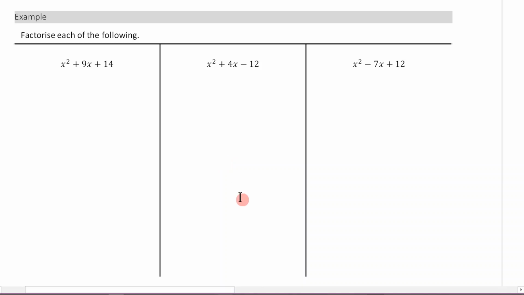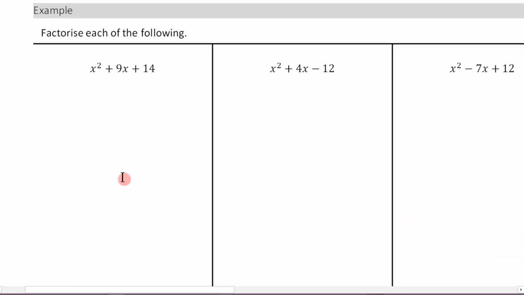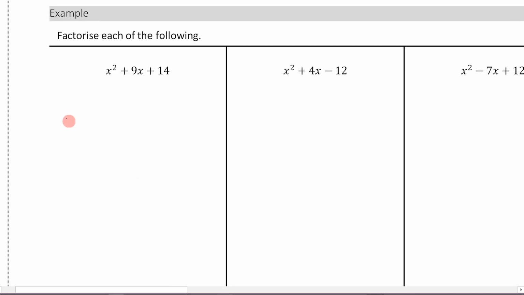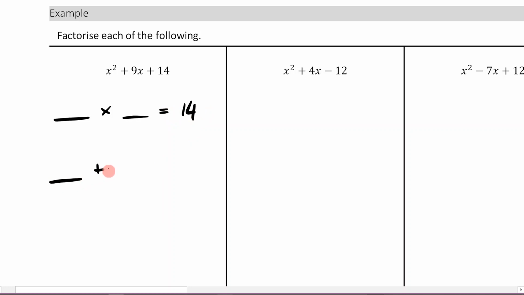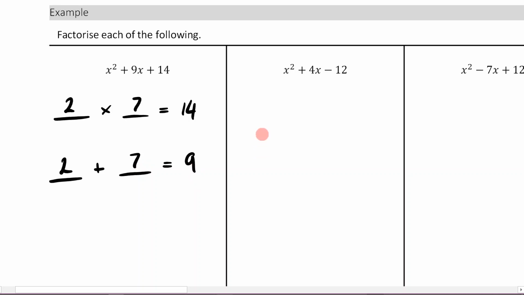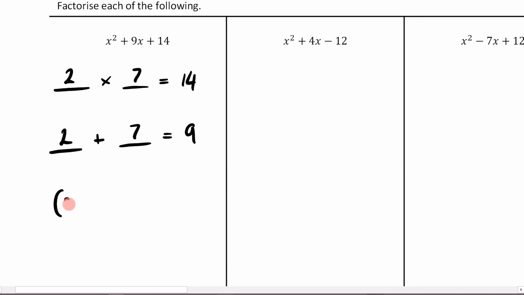Okay, hopefully you have answers to these questions. Let's now go through them together. So the first one here. I need to think of two numbers that multiply together to give me 14 and add together to give me 9. Thinking for a moment, I think that's going to be 2 and 7. So 2 times 7 is 14. 2 plus 7 is 9. So that means my answer is going to be x plus 2, x plus 7.